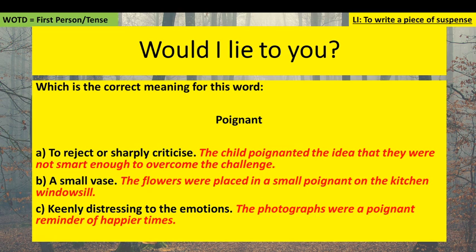So just pause the video here and decide if you think poignant means A, to reject or sharply criticise, B, it is a small vase, or C, it is to keenly distress, or it is something that's keenly distressing to the emotions. So just pause the video here.